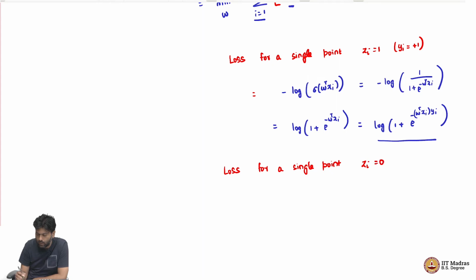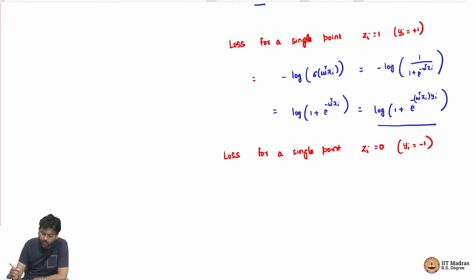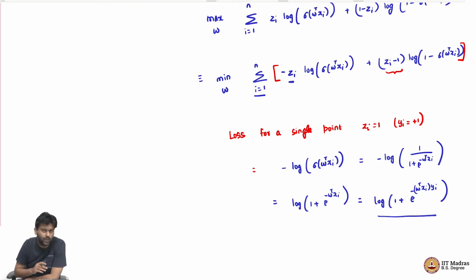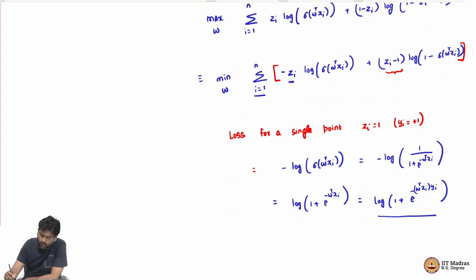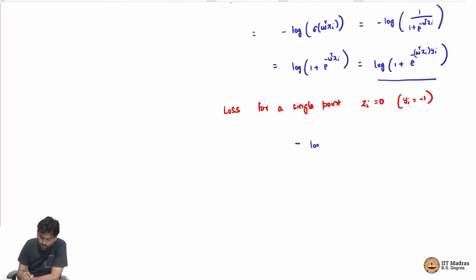Similarly, what happens when the loss for a single point is when Zi equals 0? Zi equals 0 in our notation is Yi equals minus 1. So again, let us go back to the loss. If Zi is 0, the first term does not contribute anything, only the second term contributes. It contributes minus log of 1 minus sigma of W transpose Xi, which is minus log of 1 minus 1 by 1 plus e power minus W transpose Xi.